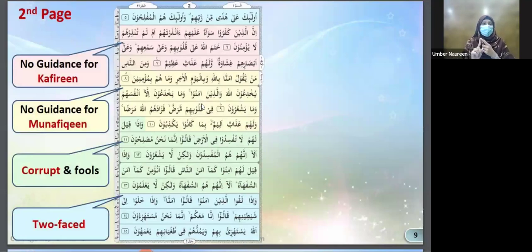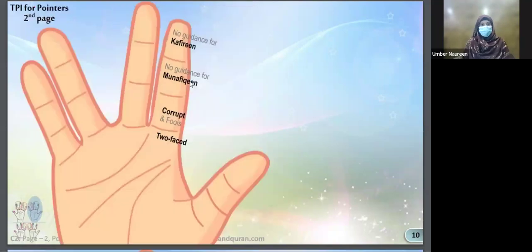No guidance for kafirin, no guidance for munafiqeen, corrupt and fools, two-faced. No guidance for kafirin and no guidance for muttaqeen. These 2 pointers, these 2 ayahs, these 2 lessons we have done. Today we will study about corrupt and fools. So who is going to? Sister Aisha Bakir is there.